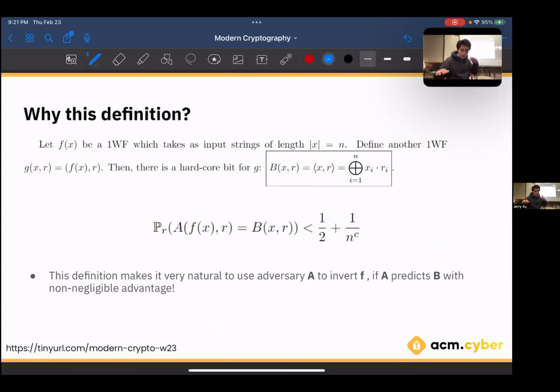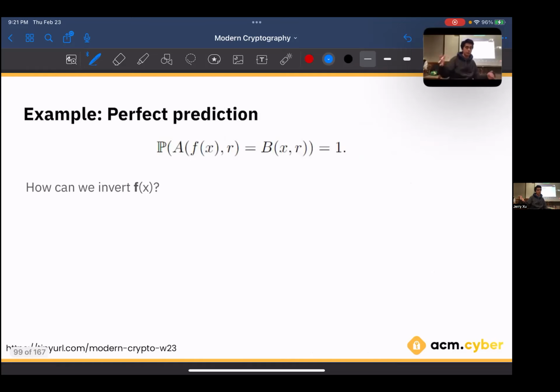So the point of this definition is that it allows for a very natural method: if there's some adversary that does predict this hardcore bit, this definition makes it very natural for us to use that adversary to go straight ahead and invert the function, right? I'm not going to show you the whole proof because there's a lot of theoretical computer science machinery and probability bounds in there. But we can do a small exercise to see how this would work in theory, right?